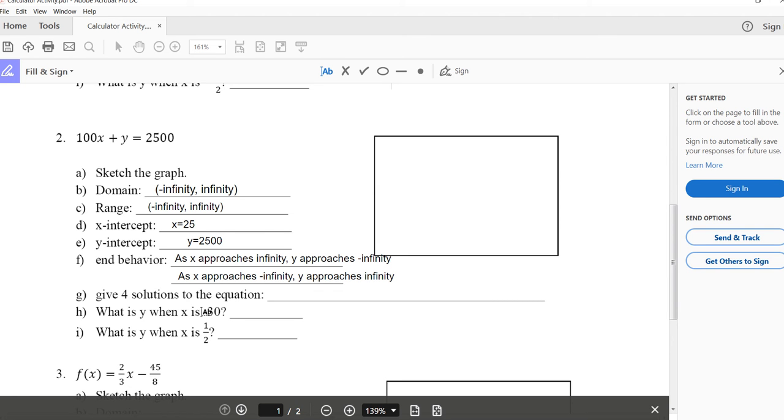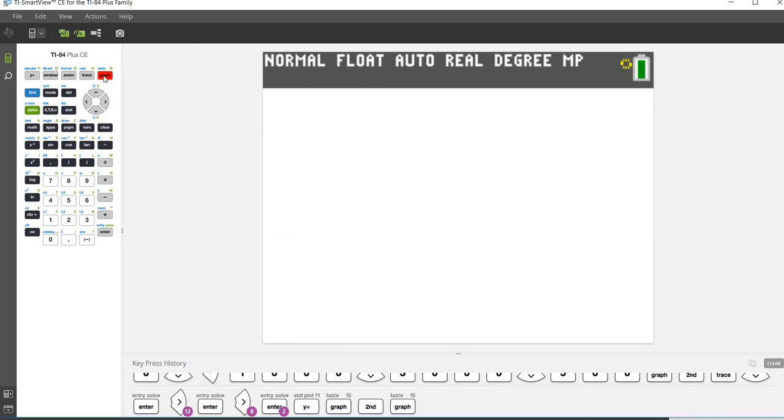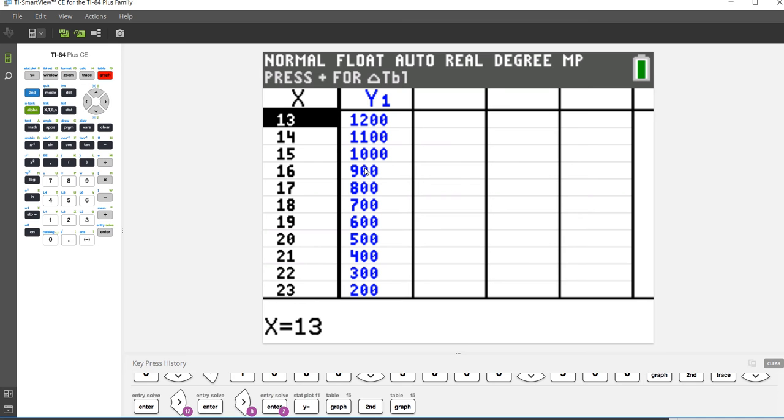Part G here says give 4 solutions to the equation. So I go back to my graph. I'm going to hit second, and right here where it says table, which is right above graph. So second table, and here we have a table of values, and I've got a number of ordered pairs. I've got 15,000, I've got 18,700. I can use any of these. I'm just going to write out 2. You're asked for 4. I'll let you figure out 2 more. But I'm going to use 15,000 and 18,700.